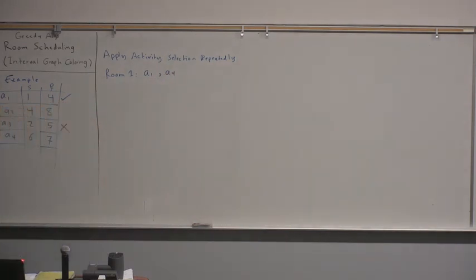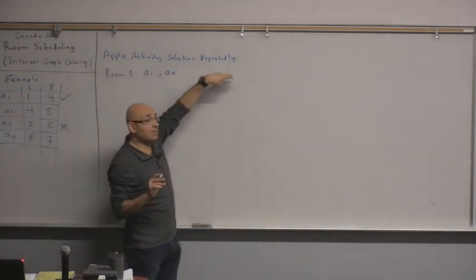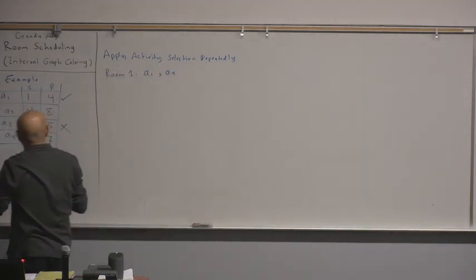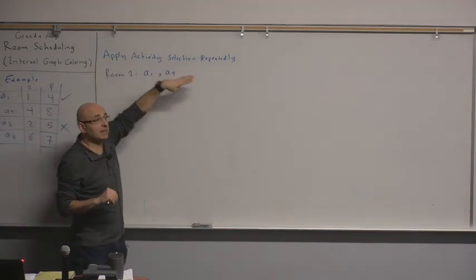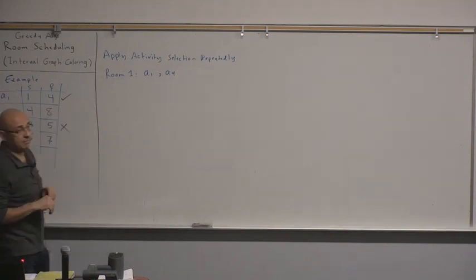Can I put any other activities in room 1? What's that? A2 would be better. Well, I'm trying to apply the activity selection algorithm repeatedly. The activity selection problem is going to consider the activities in the order of finish time. So I'm trying to show, in fact, that doing activity selection repeatedly is not going to give an optimal solution.